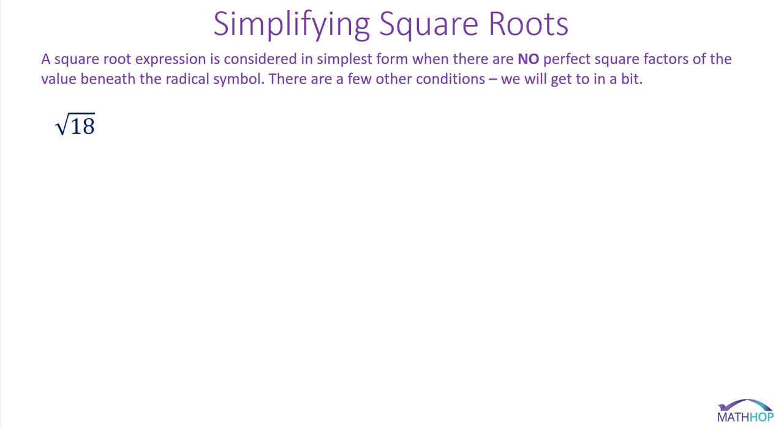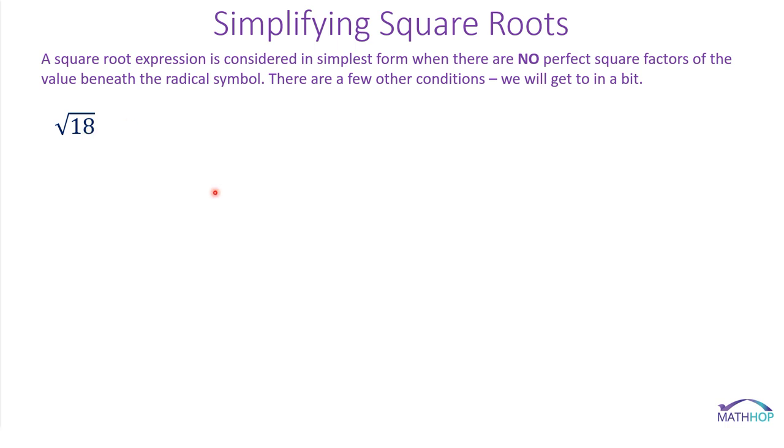All right, so a square root expression isn't considered in simplest form until there are no perfect square factors of whatever number is under this radical sign. So this is not in simplest form. I can't give the square root of 18 as an answer on a test. It's kind of like giving 2/4. You wouldn't write 2/4, you would write 1/2.